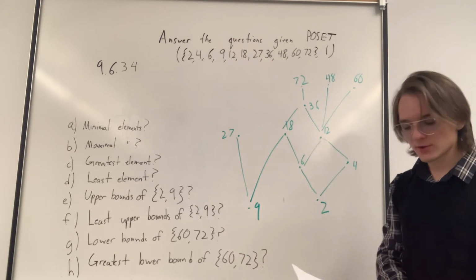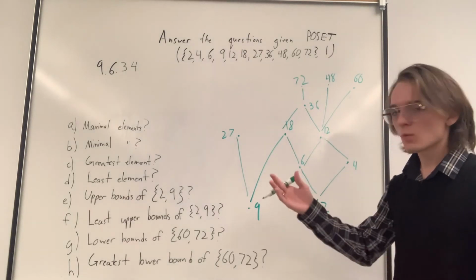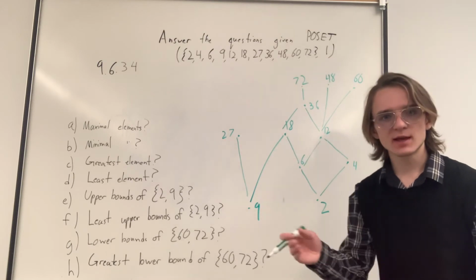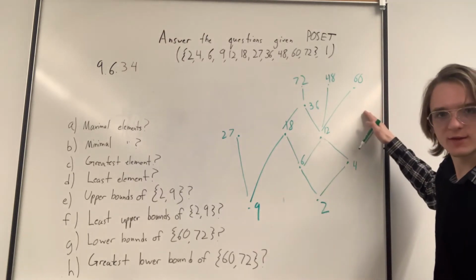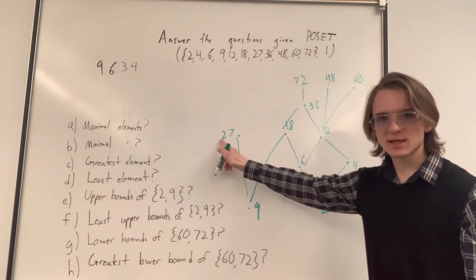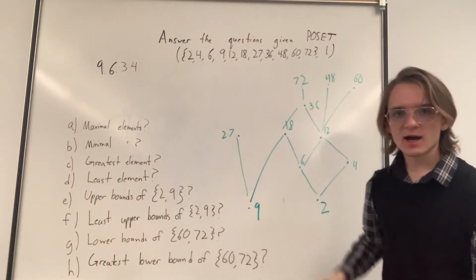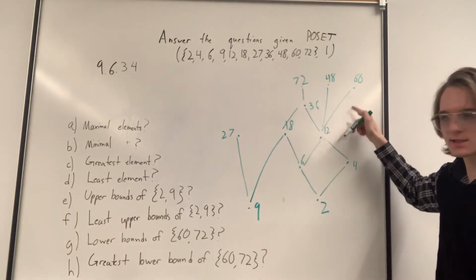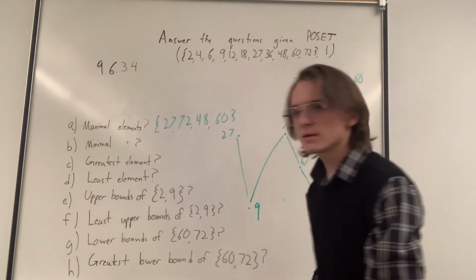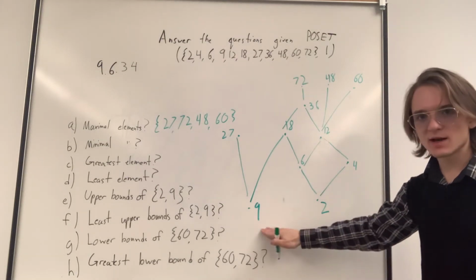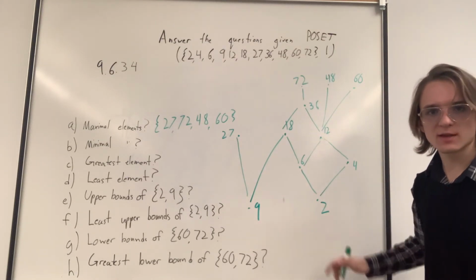And let's answer the following questions now. What are the maximal elements? Well, the maximal elements are simply the elements which don't have any nodes above them. So for example, that would be 27 because there's nothing higher than 27 that it's connected to, 72, 48, and 60. Now, what are the minimal elements? Well, it's the same thing, but from the bottom. So that would be 9 and 2. There's nothing lower than 9 and 2.